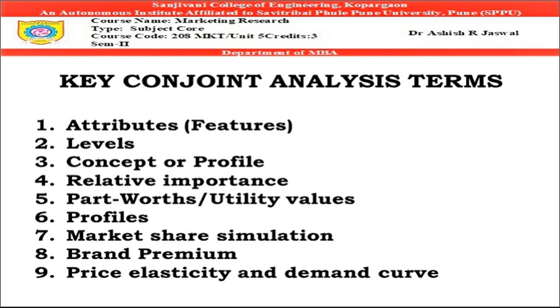The seventh definition is called market share simulation. It is one of the most unique and fascinating aspects of conjoint analysis, termed the conjoint simulator. The conjoint simulator gives the ability to predict the consumer's choice for new products and concepts that may not yet exist. That is what we need to understand. It is trying to give predictions of consumer choice if a new product or concept comes into existence.